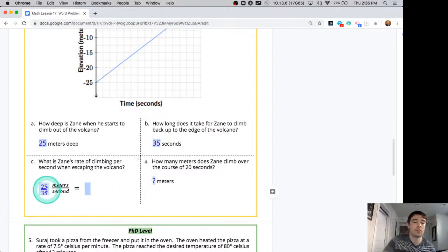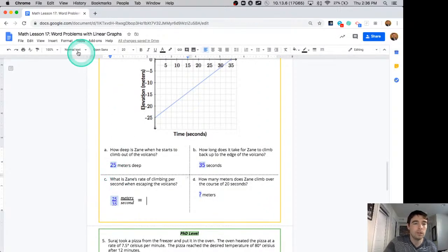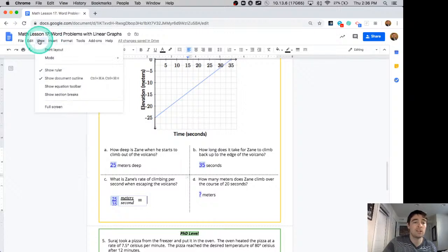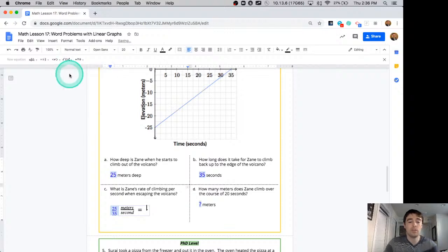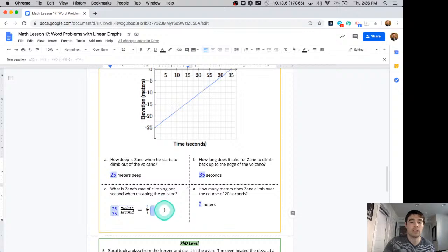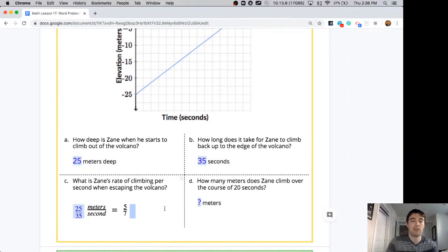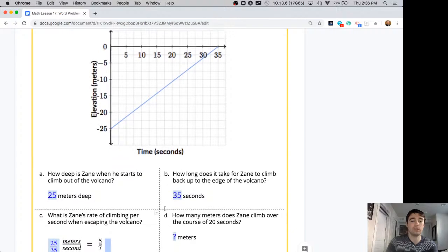If 25 over 35 is here, I recognize that both of those are divisible by 5. So I'm going to insert a new equation here. And I'm going to put my fraction in. And 25 over 35, if they're both divisible by 5, I can simplify to be 5 over 7. So that tells me really we're dealing with 5 meters every 7 seconds. You could simplify that even further to say 5/7 of a meter for every 1 second.